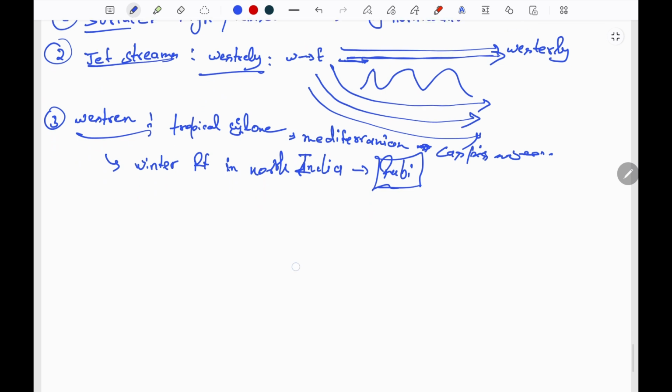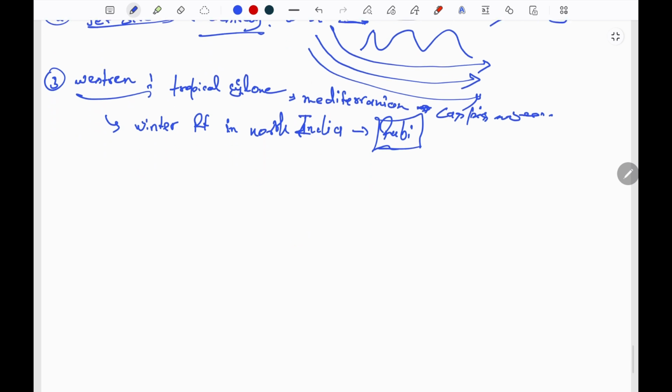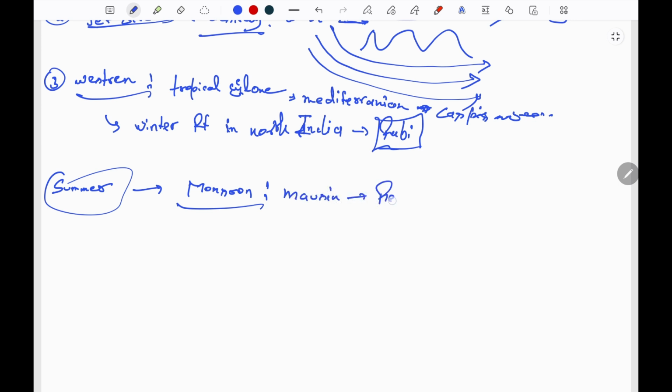Now let us look at the mechanism of weather in summer season. In this we are directly going to read about the monsoon. The word is derived from the Arabic word Mausim, which means reversal of wind system. And how much is this reversal? If the wind deviates from its original course by more than 120 degrees, then it will be referred to as monsoon.